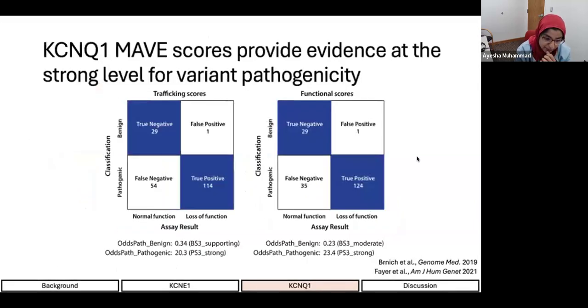In terms of calibration of the assay, we saw, again using the same criteria as mentioned before in Brnich et al., that our functional scores were able to provide evidence at the strong level in the ACMG AMP criteria, whereas the odds path for our benign variants was only able to provide benign evidence at the moderate level.